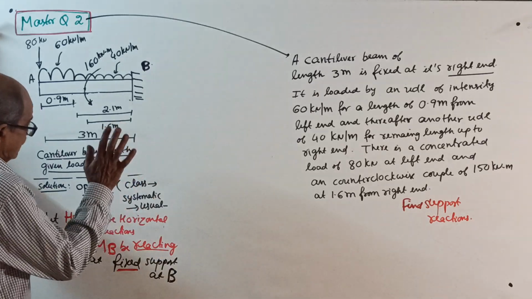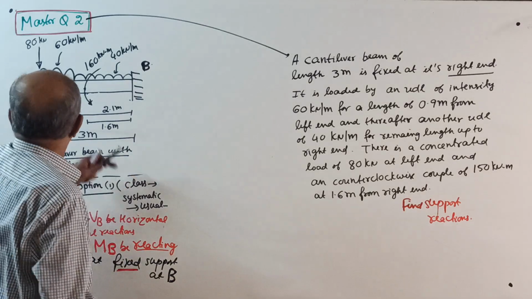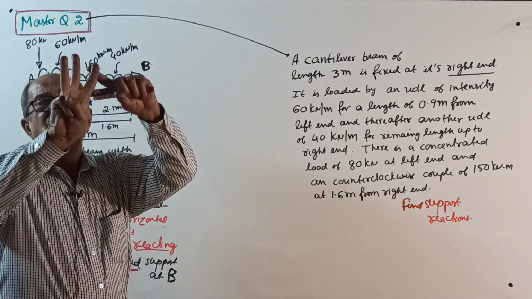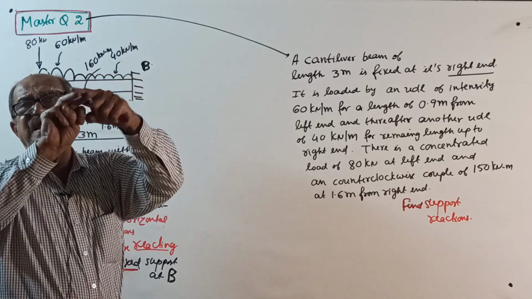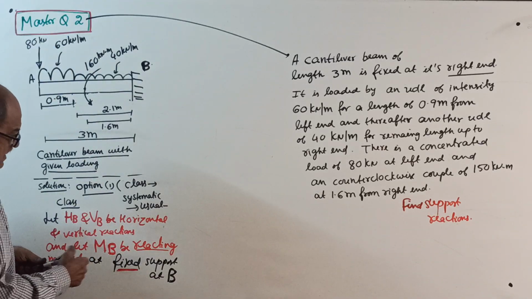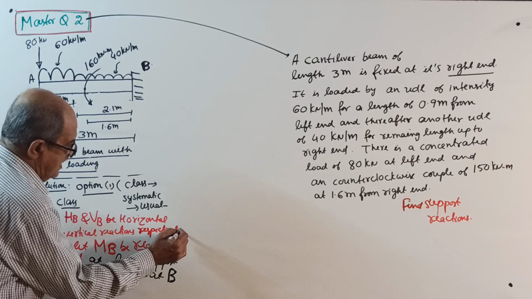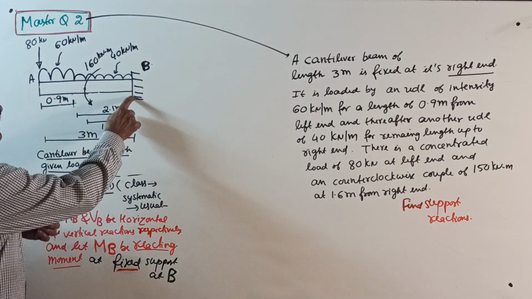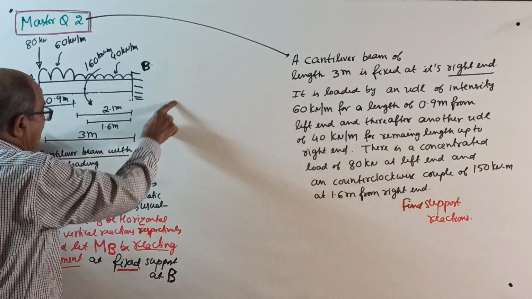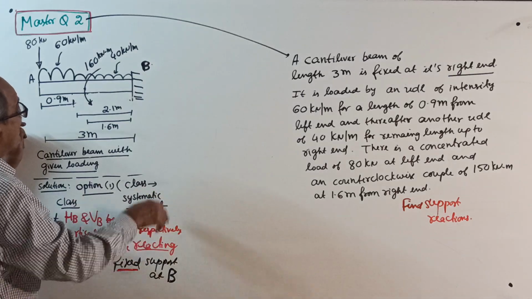Okay. Let's see, statement item: HB and VB. First of all, before that, once again class. A is free end, nothing, no reaction. B is fixed end. So 3 reactions possible: horizontal reaction, vertical reaction, and reacting moment. Start. Let HB and VB be horizontal and vertical reactions respectively, and most important, MB be the reacting moment at fixed support at B. All these reactions are at the fixed support.